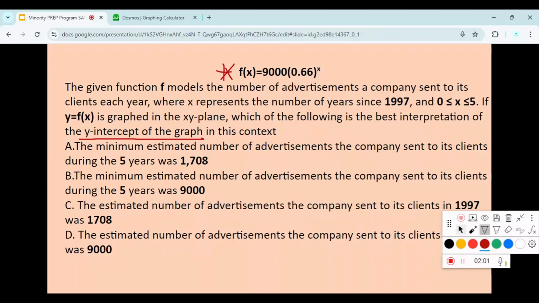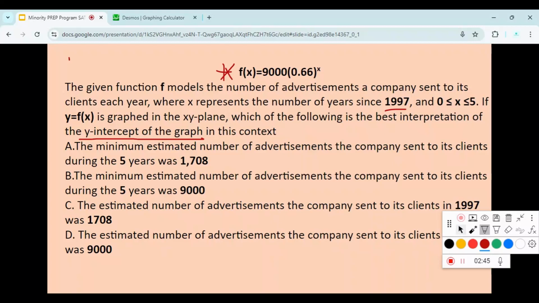When x is 0, that represents just the year 1997. The reason is that when x increases, it represents an increase in years since 1997. So if x was 1, that indicates 1998. If x is 2, it indicates 1999. So in this case, if x is 0, there's no increase or decrease. That means whatever y-intercept value we get gives you the estimated number of advertisements in 1997.